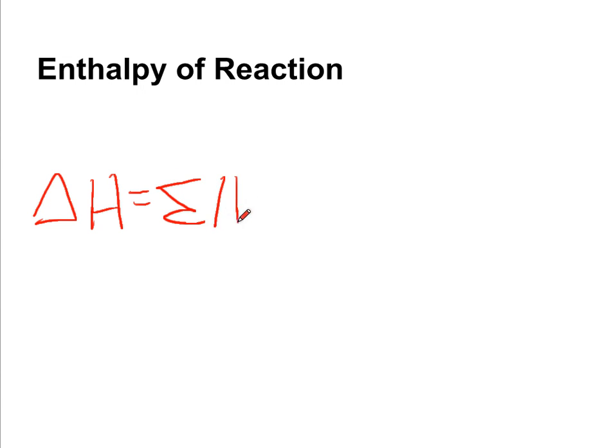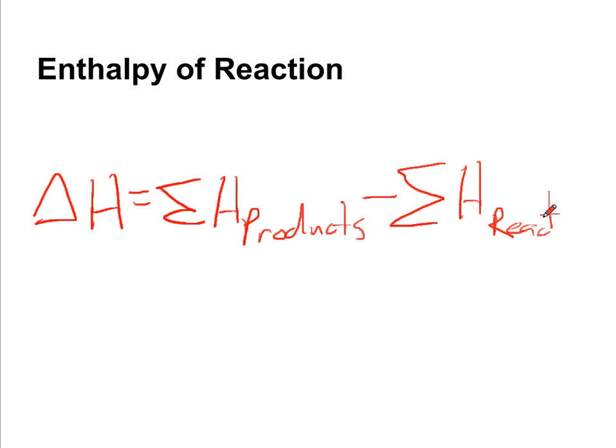Our equation for calculating the enthalpy of reaction is this right here: delta H is equal to the sum of the enthalpy of the products minus the sum of the enthalpy of the reactants. You just need to remember products minus reactants. You're going to add up the given enthalpy terms of all the products in a chemical equation and subtract the total of all the reactants.